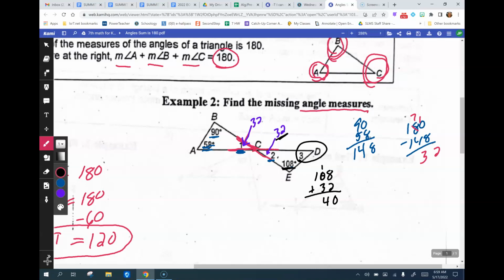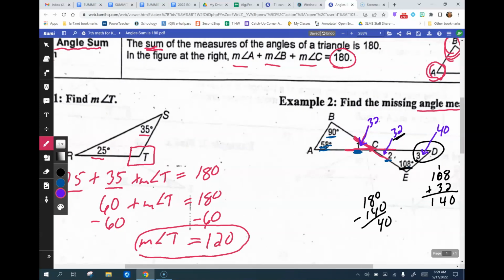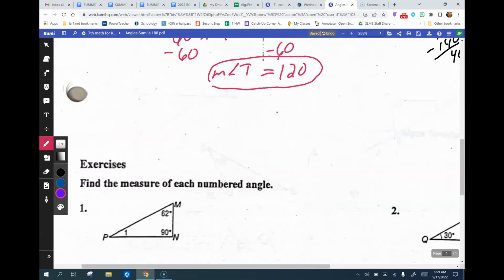This is a 0, by the way. So that's 140. We're going to take 180 minus 140, and you all know that's 40. So this angle right here is 40 degrees. But what we do is we're using everything that we know about angles. Isn't it cool? Okay. Let's look at another example.